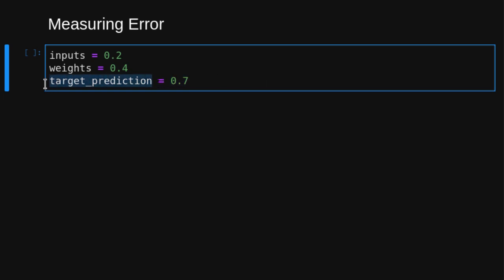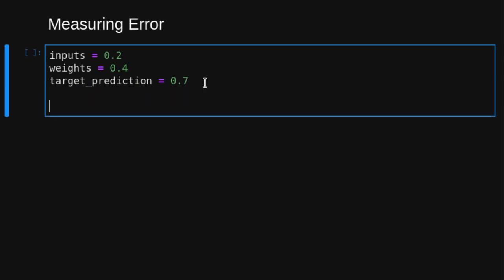So this is the target prediction, the thing that we want to predict, whether it's flower species, the weather, or the value of a stock market, whatever it is that is your goal to predict. Next thing we will define is, as always, our simple neural network, but instead of creating a function, I will write it in one line.